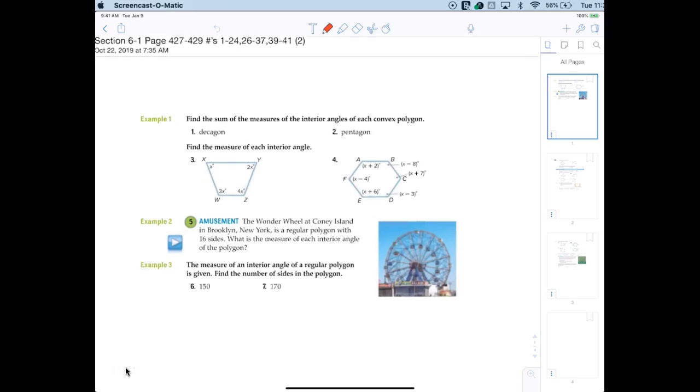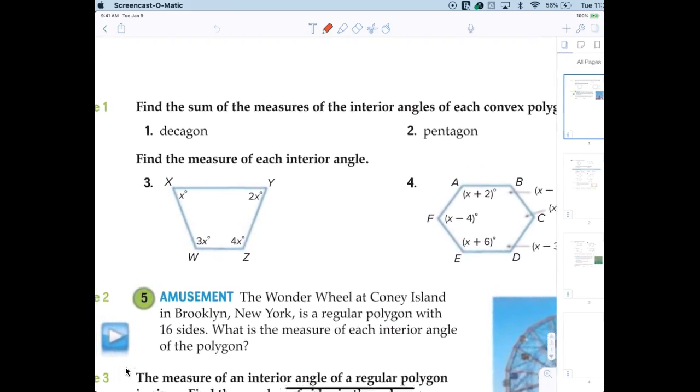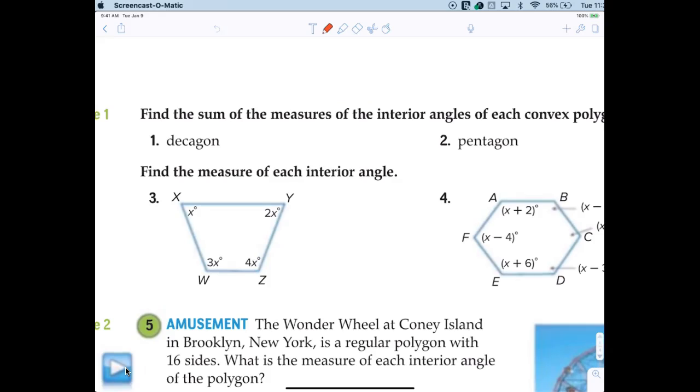for different shapes, whether it's a triangle, quadrilateral, pentagon, hexagon, all the different types. You can calculate the measure of all of the interior angles. And just let me show you how simple that is.